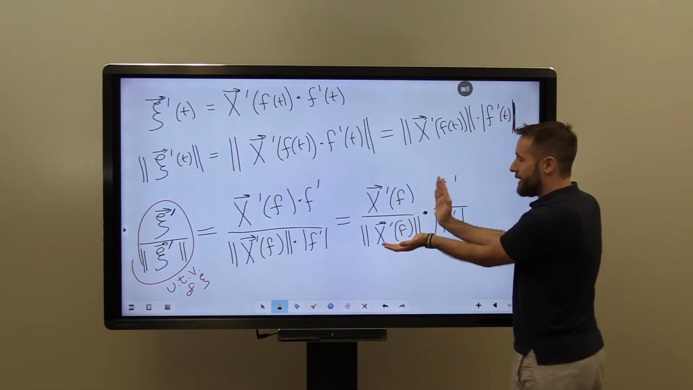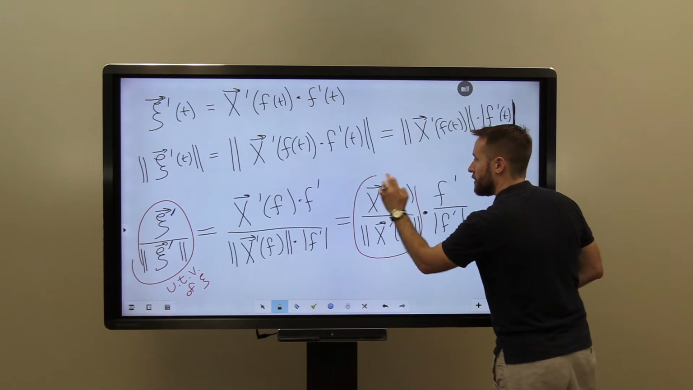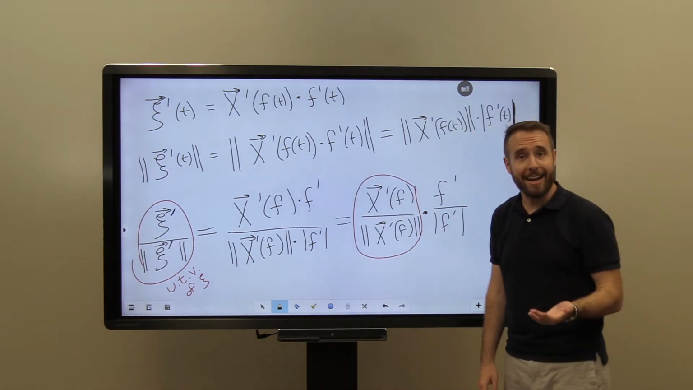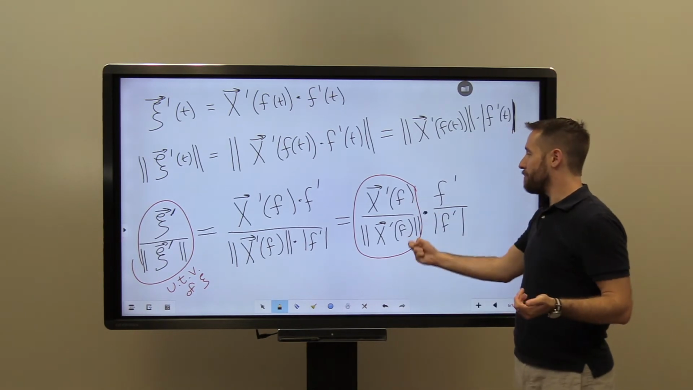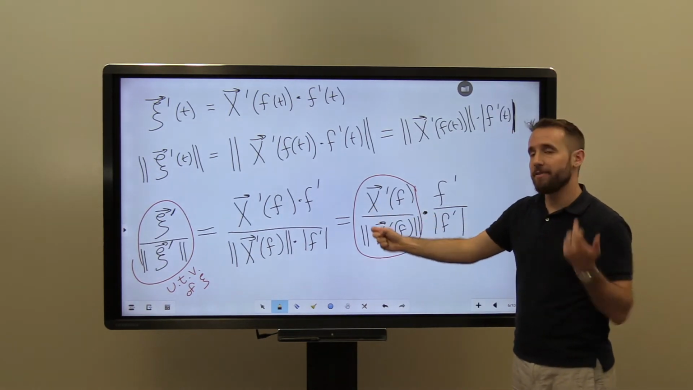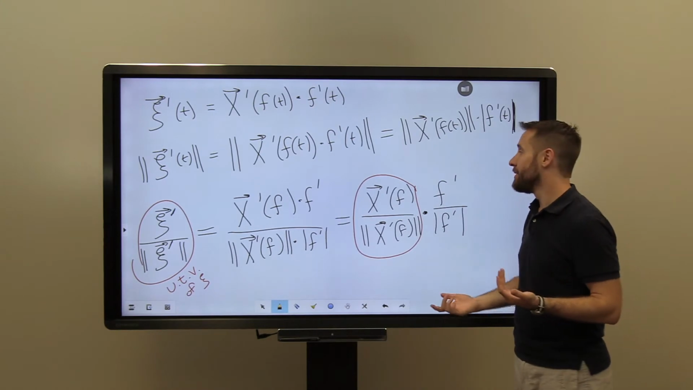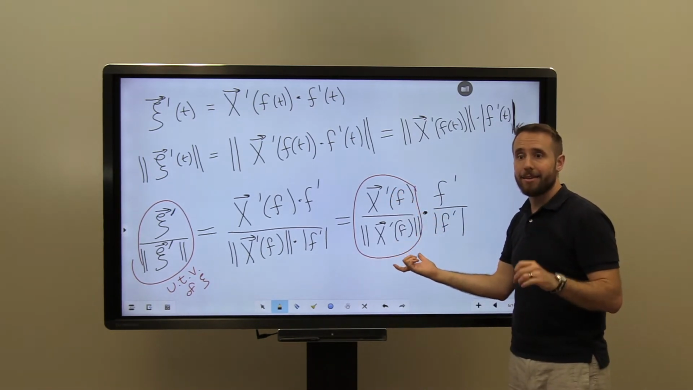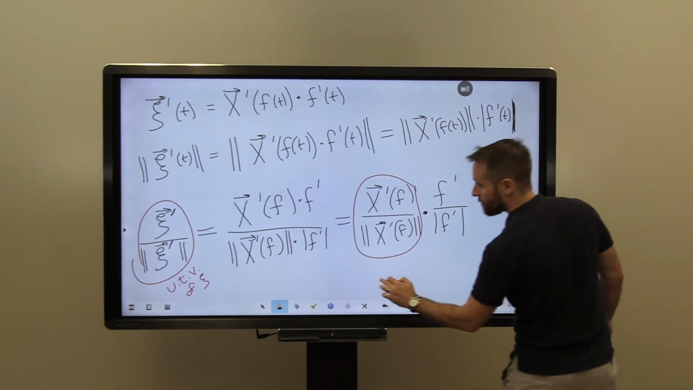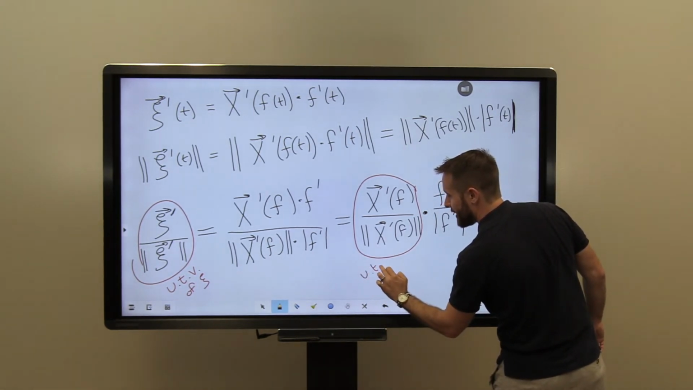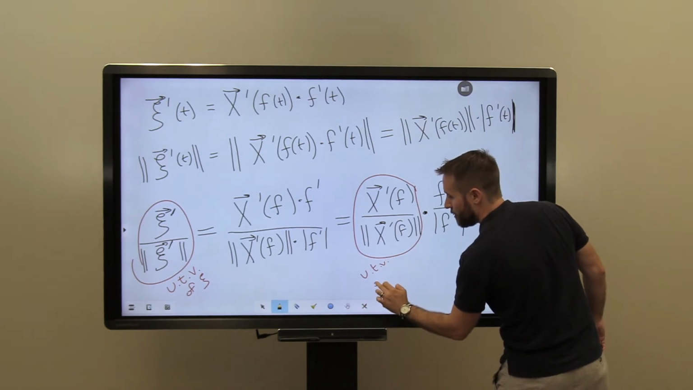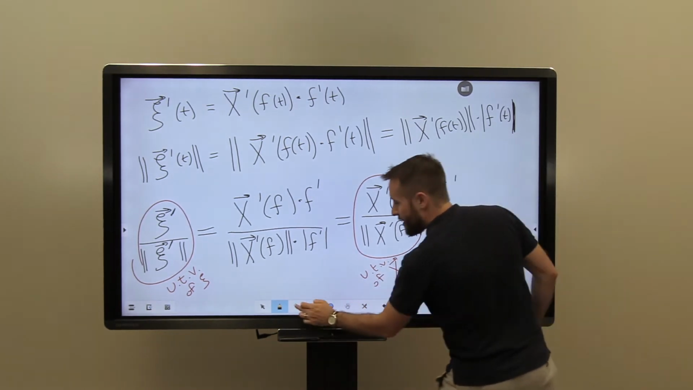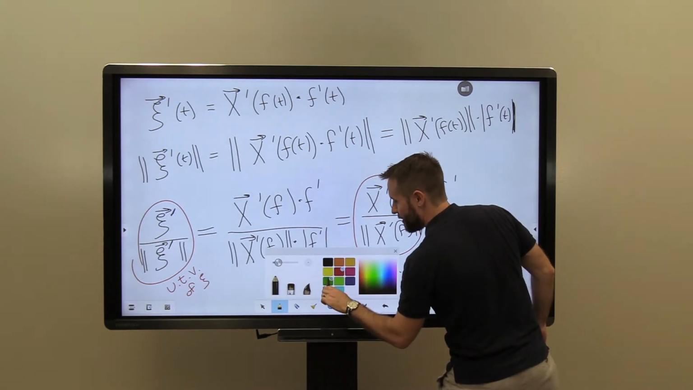This piece right here is really the unit tangent vector of x, right? Because no matter what I'm plugging into capital X, if it's just a t or if it's an f of t, if I'm taking its derivative, taking its velocity, and then dividing by its length, I'm getting a unit tangent vector. So this is really the unit tangent vector of capital X.